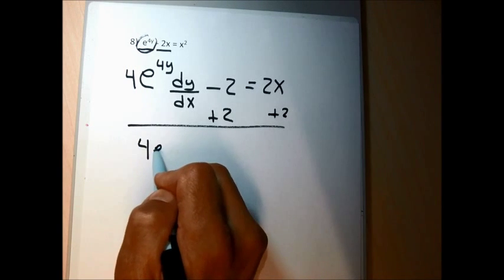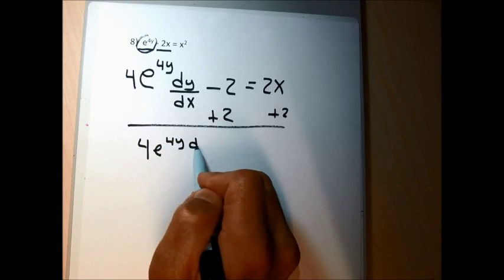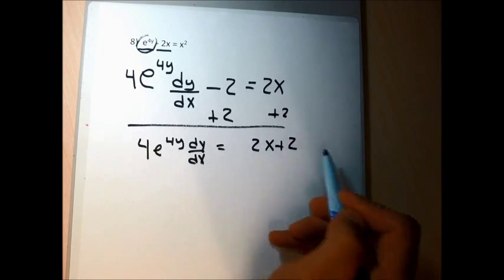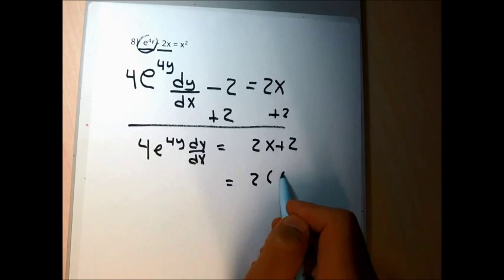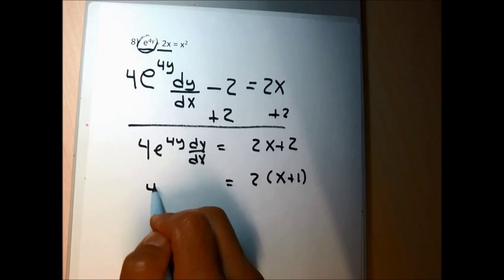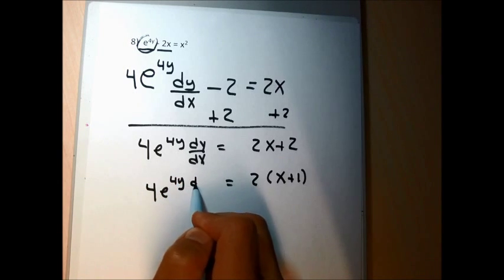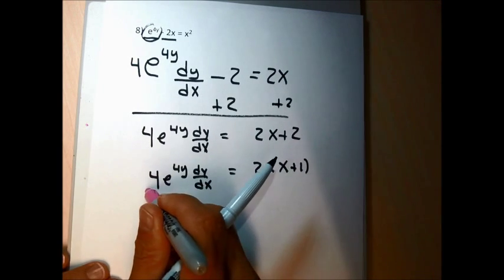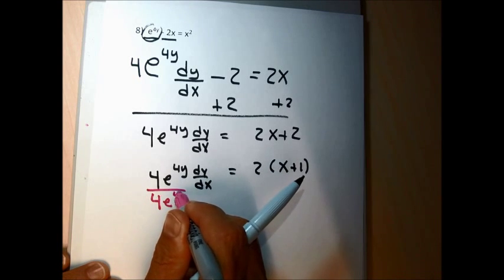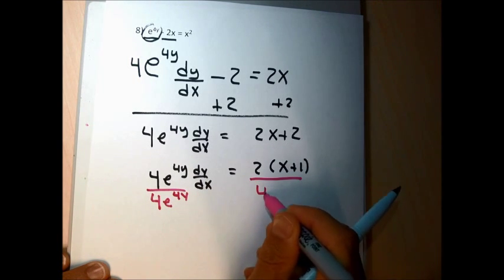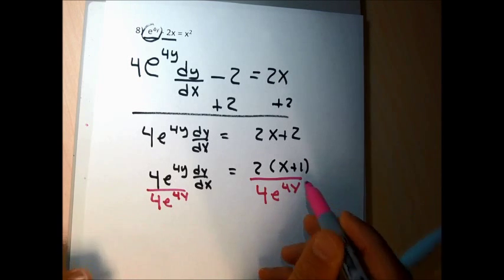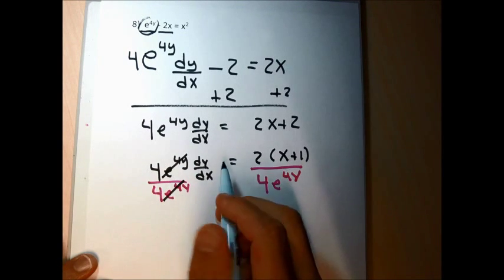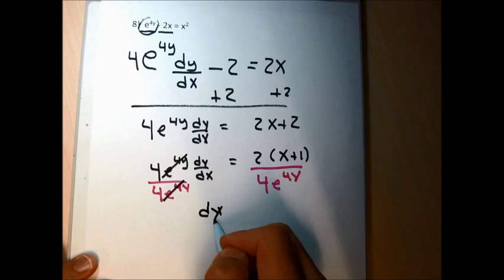and get 4e to the 4y dy/dx equals 2x plus 2. If I factored out a 2 on this right side, it'll make the canceling that can happen easier to see. To finish up solving for dy/dx, I need to divide by 4e to the 4y. If you missed the common factor, I doubt that I'd take a point off, but I'd probably write it down for you. Once I do this division on the left side, I just have my dy/dx.